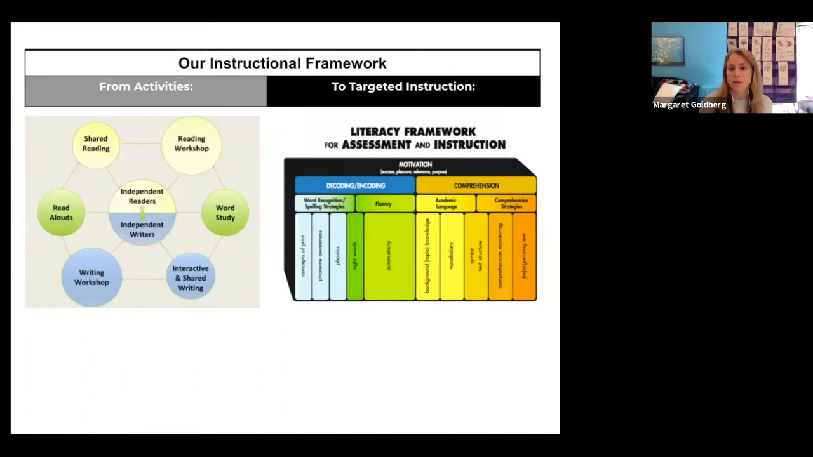So this is Scheffelbein's literacy framework. We found it to be really helpful in explaining the components of the decoding encoding side of the simple view of reading and the language comprehension side. And then to help us understand that these are the things that we need to teach and also assess so that students have all of the pieces they need in order to be motivated to read.